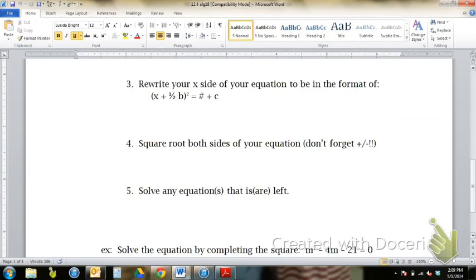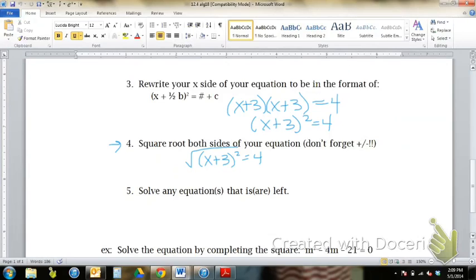Okay, so I had this. X plus 3 equals 4. So I'm going to rewrite this as x plus 3 squared equals 4. Now I'm ready for step 4. To get rid of the little exponent of 2, I'm going to square root both sides, because that'll cancel this power of 2 out. And now I have x plus 3 equals plus or minus 2.